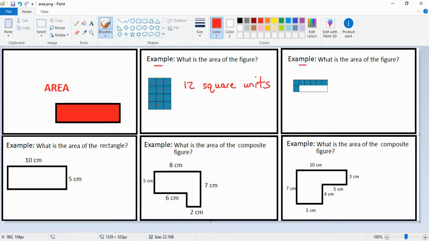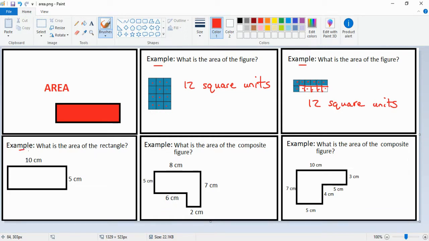The next example, something similar, but we're missing some squares. So you might be asked to complete the figure. Just continue on drawing the squares there. So you can see, now you count them up like the previous. 1, 2, 3, 4, 5, 6, 7, 8, 9, 10, 11, 12. Also 12 square units. Looks different from the previous, but it has the same area. Just know that different figures might look different, but they might share the same area.